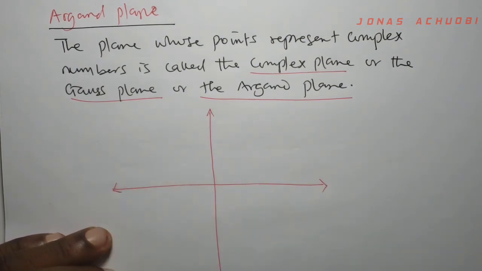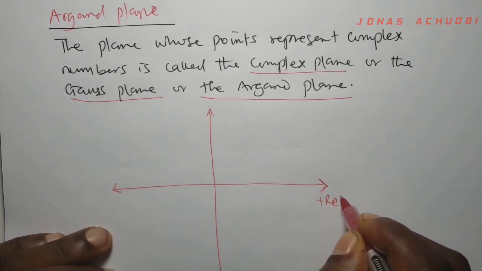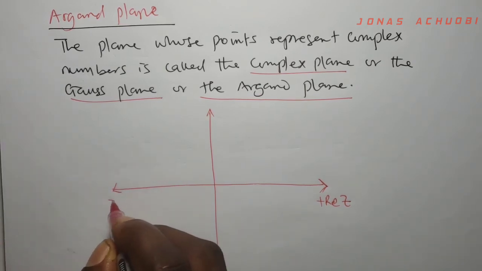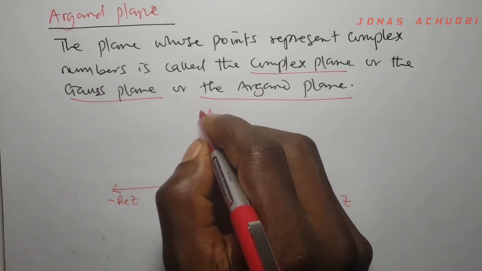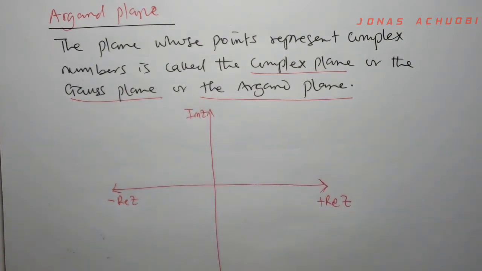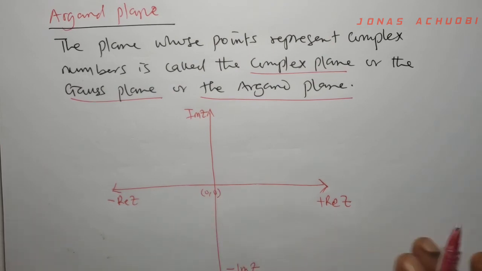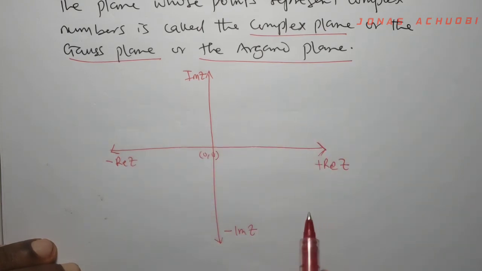So your positive x-axis here becomes the positive real axis of the complex number z. The negative x-axis becomes the negative real axis of the complex number z. This other side becomes the positive imaginary part of the complex number z, and the down part becomes the negative imaginary part of the complex number z. And here is the origin 0, 0. So we call this plane the Argand plane.